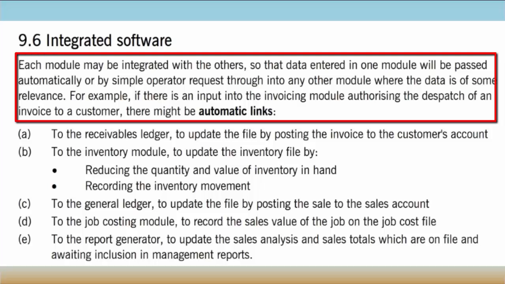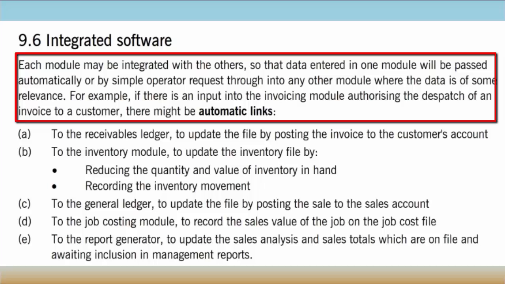Imagine your accounting system as a small city. Each part of the city has a job. One area sells goods, another keeps stock, another pays salaries, another prepares reports. In a non-integrated world, people would carry paper from one area to another, repeating the same information many times and making mistakes on the way.